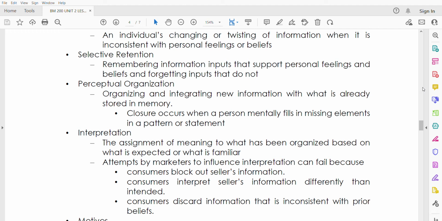Consumers may also interpret seller's information differently than intended. They may misinterpret your advertisement, your promotion. So instead of influencing them to buy that product, it does not work out.